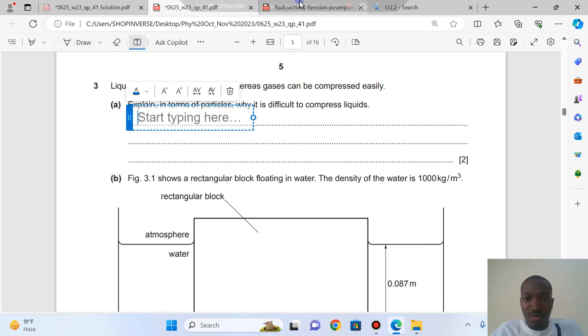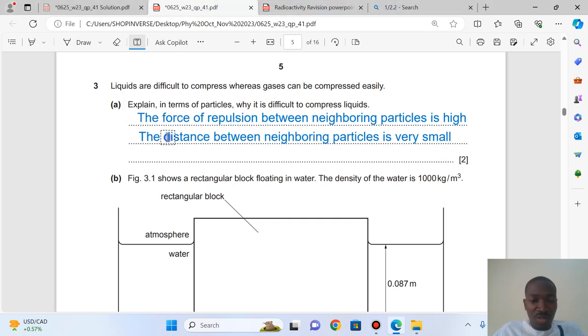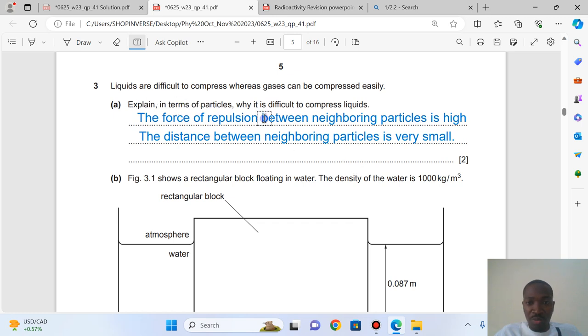Let me pause this video in order to save time. So that is the answer, okay? The distance between the neighboring particles is very small. It's so small in liquids, okay? That's the most valid reason. And the second one is because the force of repulsion between neighboring particles is very high, not small. It's very high. Then the distance between neighboring particles is very small.